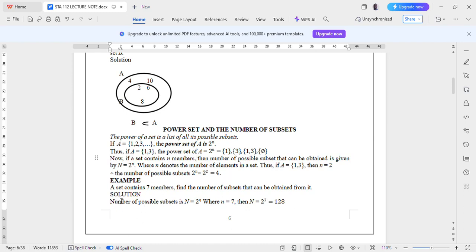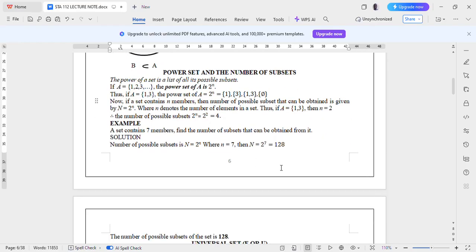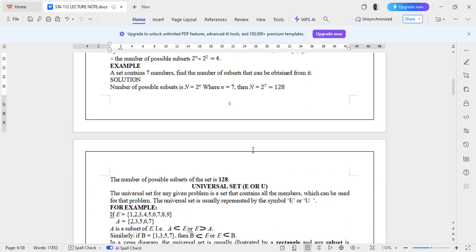A set contains 7 members. Find the number of subsets that can be obtained from it. That is 2 raised to the power 7, which is 128. Very simple. No, it's not 2 times 7; 2 times 7 is 14. This is 2 raised to the power 7, that's 2 times 2 times 2 in 7 places.